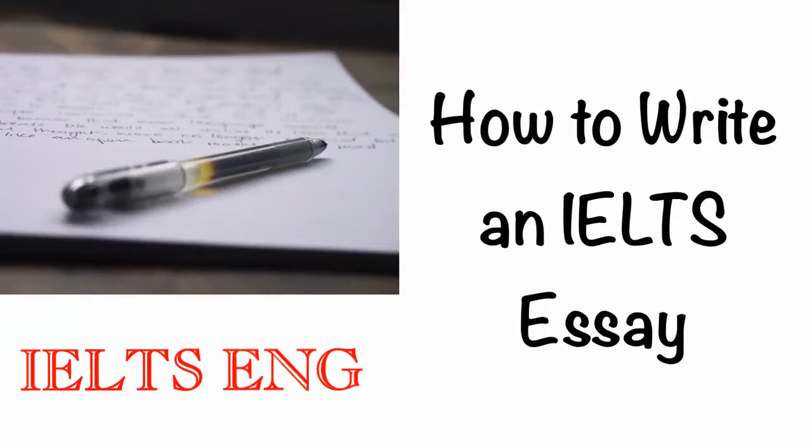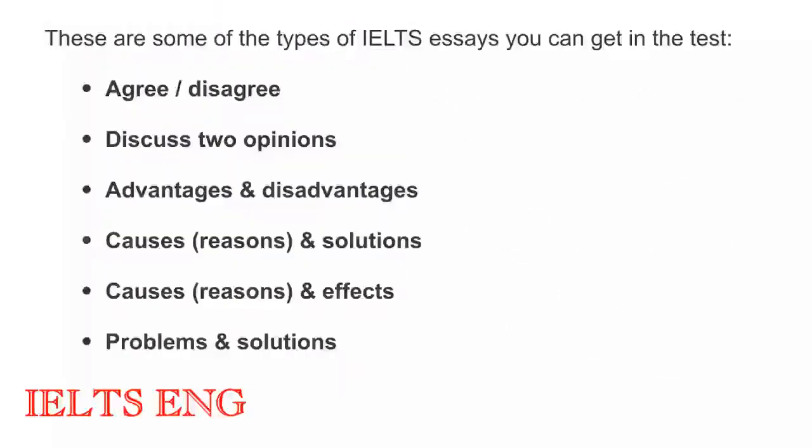In this lesson, we're going to look at how to write an IELTS essay. Now, there are some types of IELTS essay that you get commonly in the test. For example, agree, disagree, advantages and disadvantages, causes and effects. What we're going to do to show you how to write an IELTS essay is to look at agree, disagree type questions. So although the different question types will vary slightly in the way you answer it, they all follow a similar type of format.